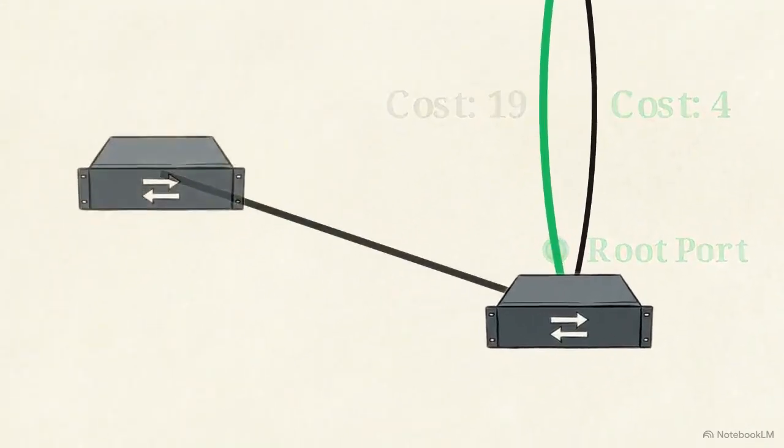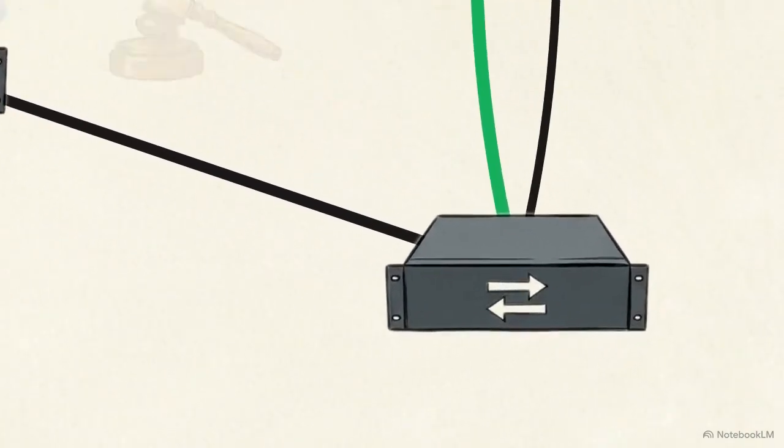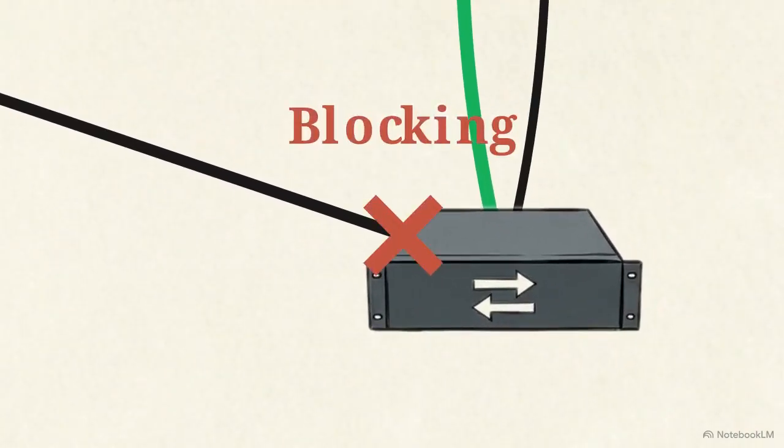Next, the network must manage the individual segments. On every collision domain, or link connecting 2 switches, exactly one interface is elected as the designated port, tasked with forwarding traffic toward the root. That brings us to the final, critical step.